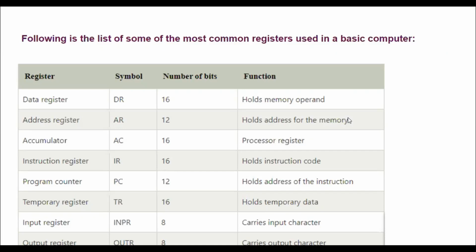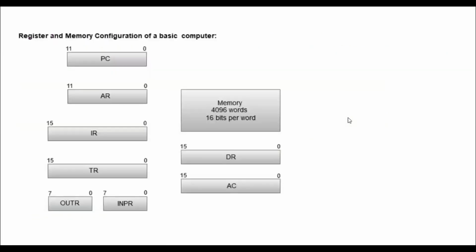The following image shows the register and memory configuration for a basic computer. The memory unit has a capacity of 4,096 words, and each word contains 16 bits. The data register, or the DR, contains 16 bits, which hold the operand read from the memory location. The memory address register, or the MAR, contains 12 bits, which hold the address for the memory location.